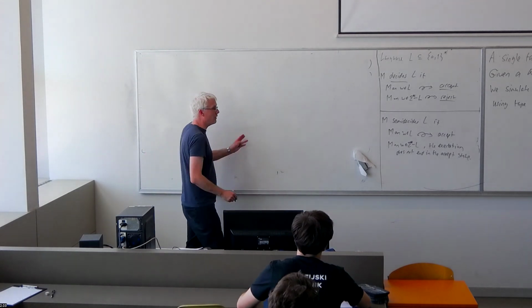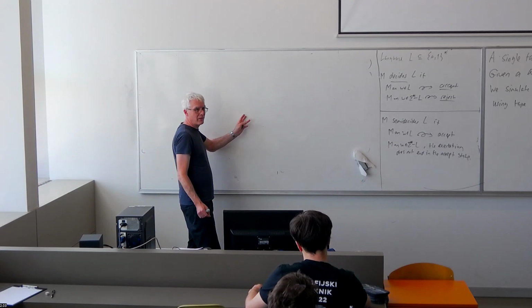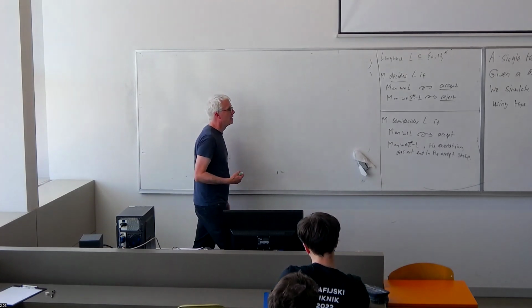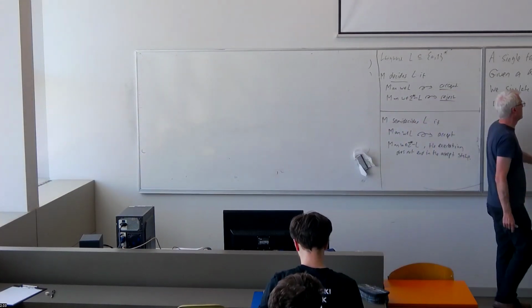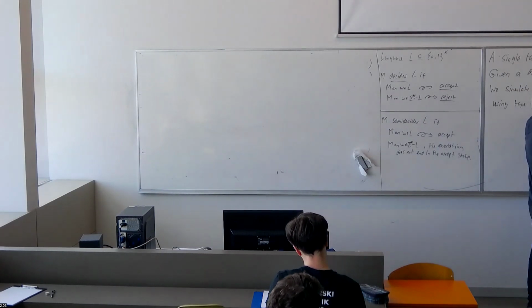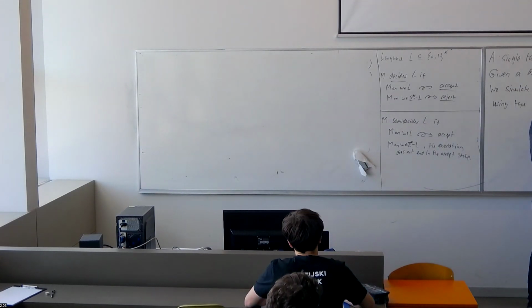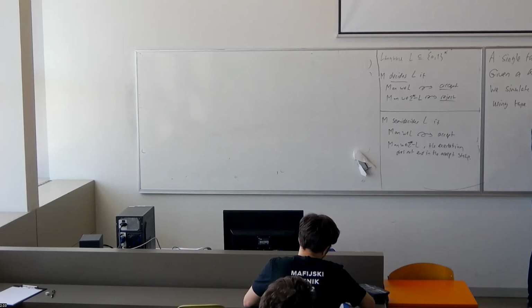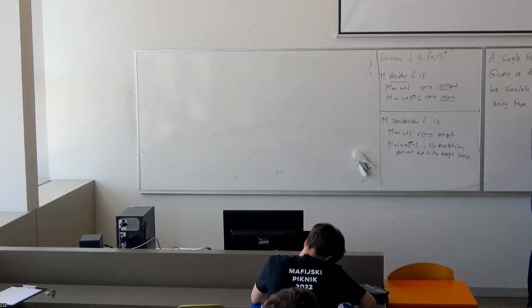To specify a Turing machine, we give a finite amount of information. We give a tape alphabet, a finite set of states, and a finite transition function.